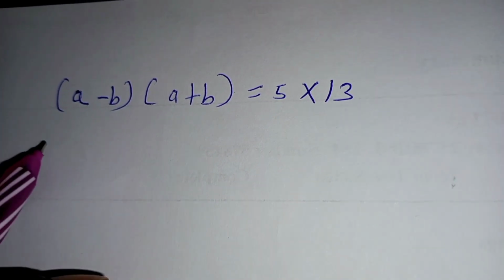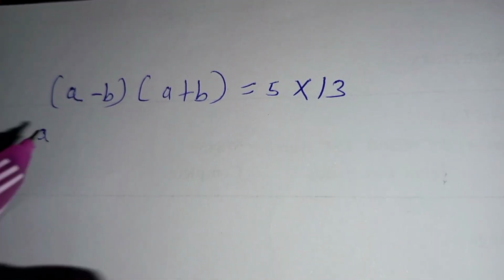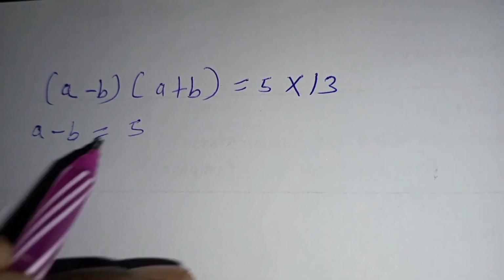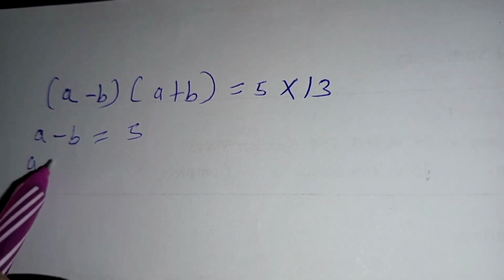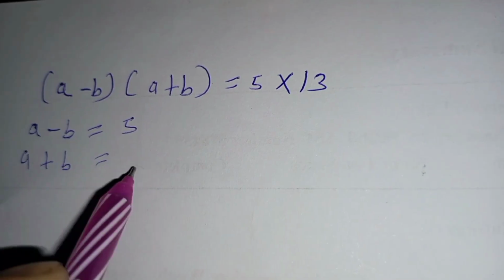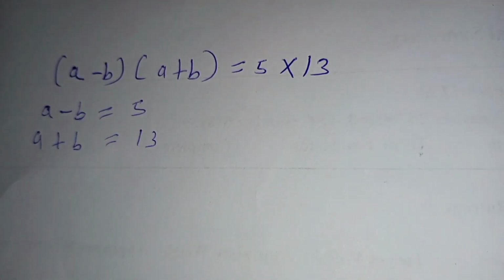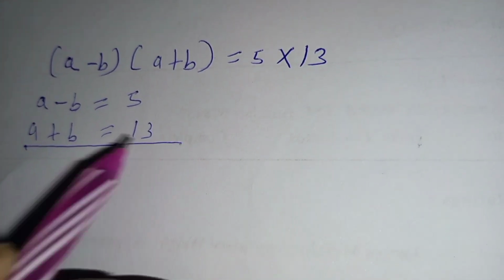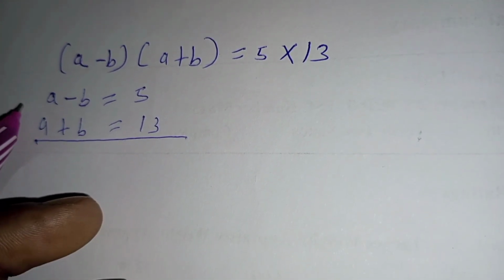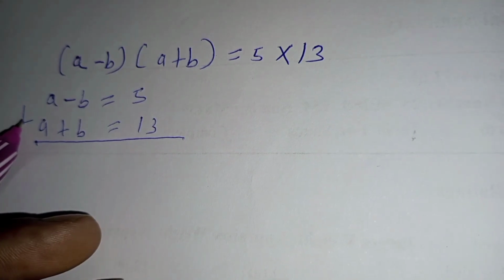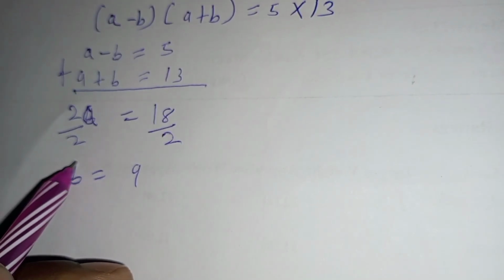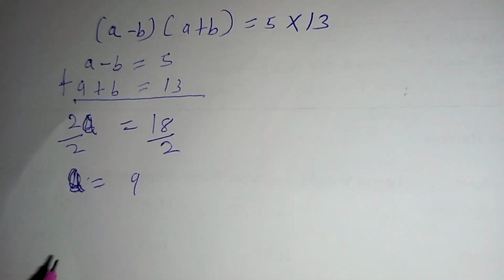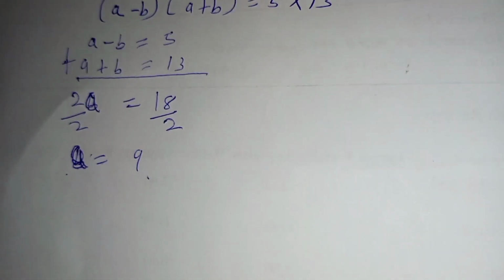This means that the first case is a minus b is equal to 5, and also a plus b is equal to 13. So this is a simultaneous equation which can be solved by elimination. We eliminate b by adding equation 1 to equation 2. So a plus a, so this is 2a. So our a is equal to 9.